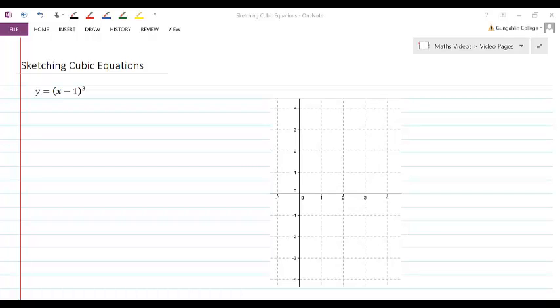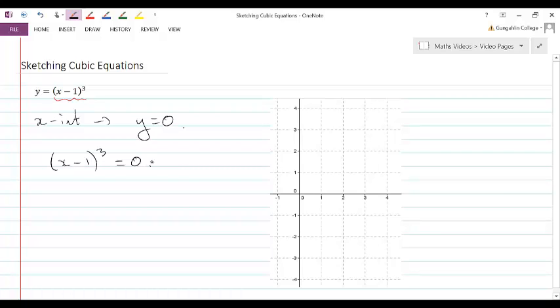For a final example, we're going to look at the final type of cubic we can get, and that's one that has a triple root in it. So one that has a single factor cubed. Once again, to find the x-intercepts, and I'll try and get it right this time, we have to let y equal 0.